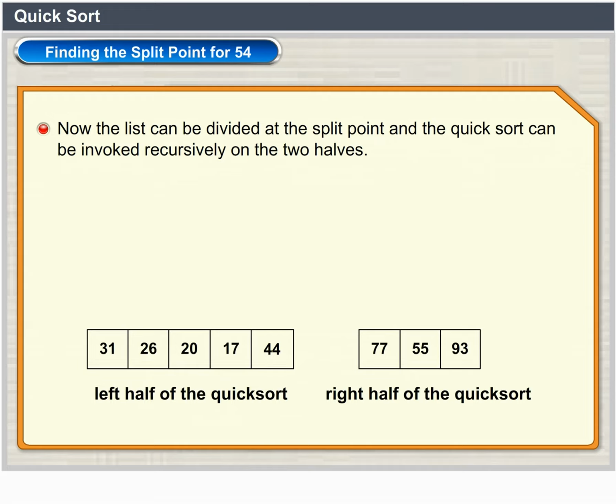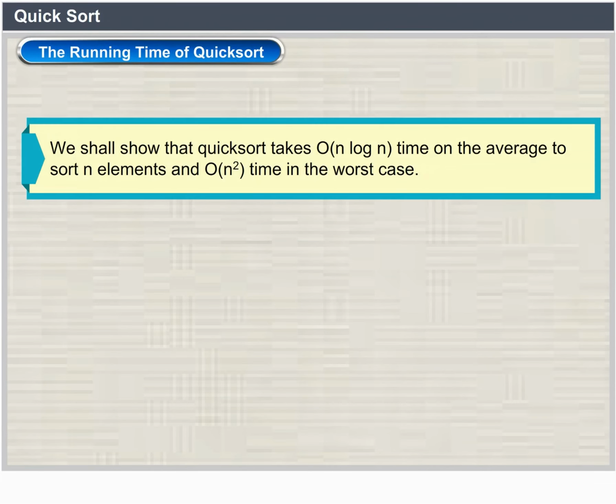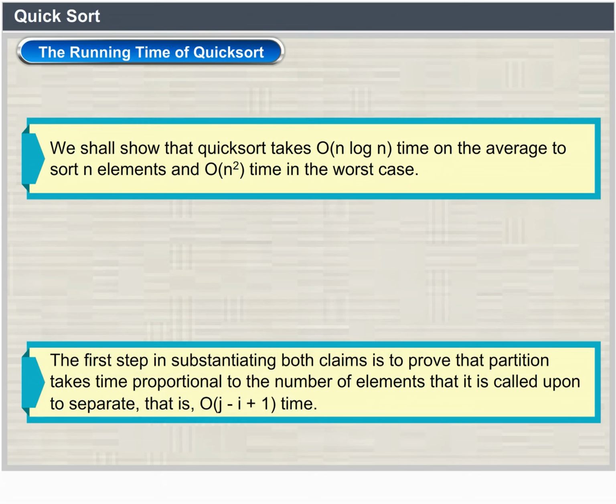The running time of quicksort. We shall show that quicksort takes big O of n log n time on average to sort n elements, and big O of n squared time in the worst case. The first step in substantiating both claims is to prove that partition takes time proportional to the number of elements it is called upon to separate, that is, big O of j minus i plus 1 time.